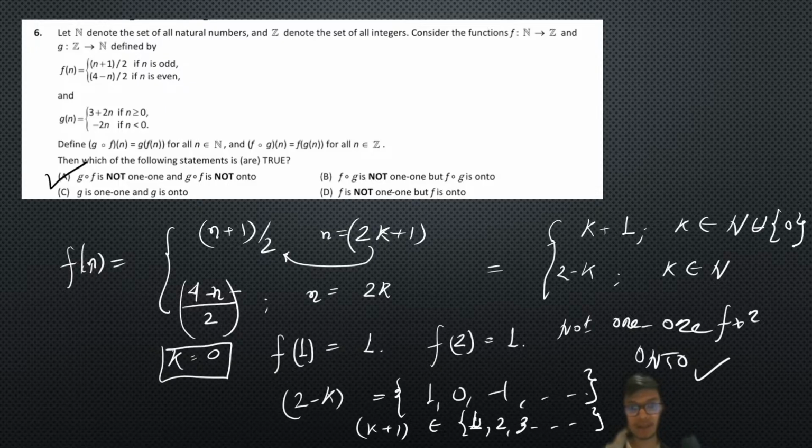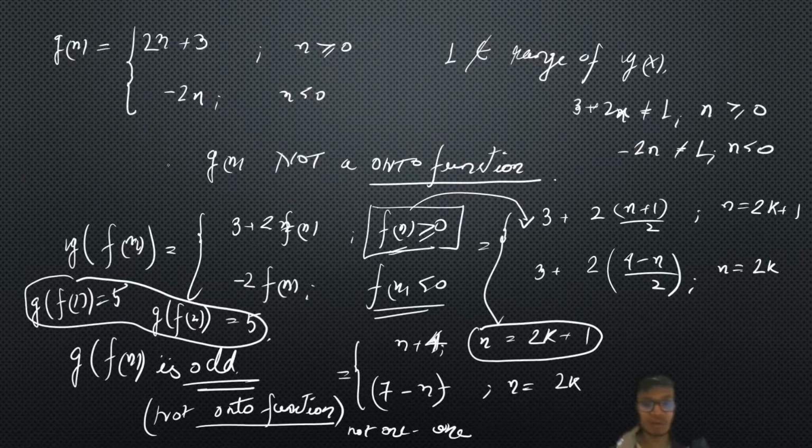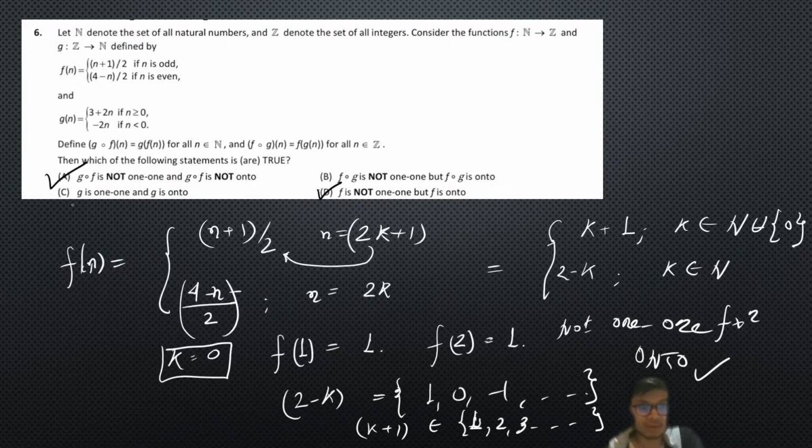Similarly, I have already found out that f is not one-one, but it is an onto map. G is not 1-1, not onto. Yes, G is not 1-1, not onto. So this is also not correct.